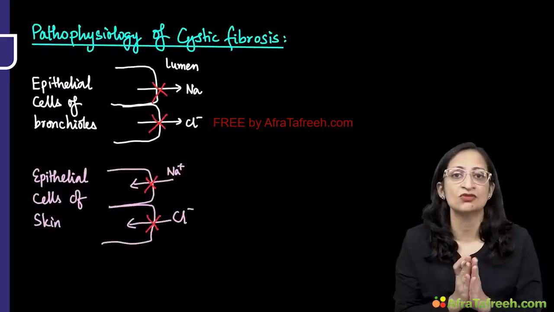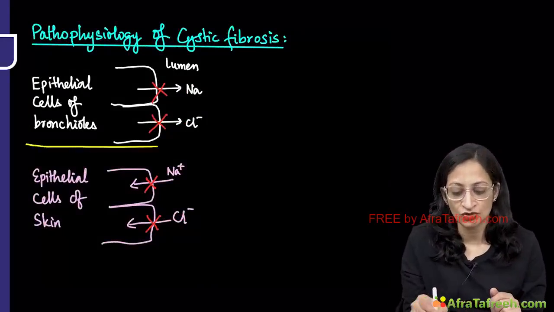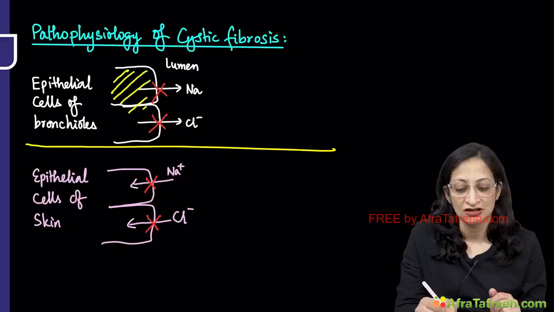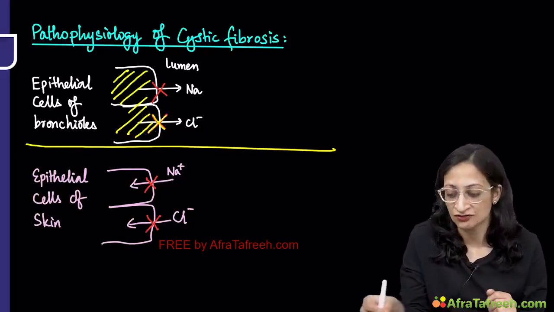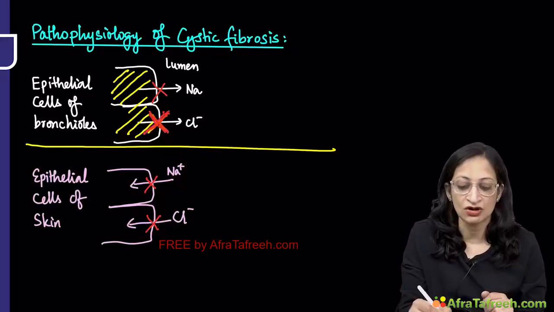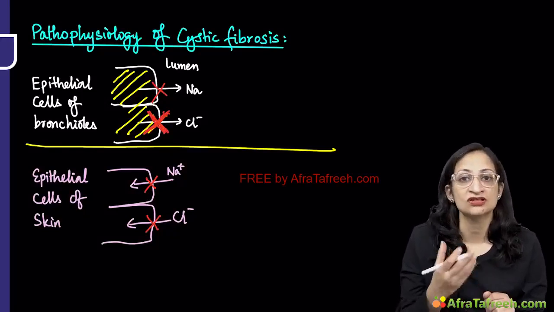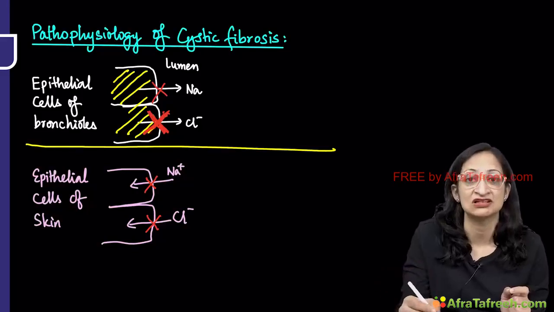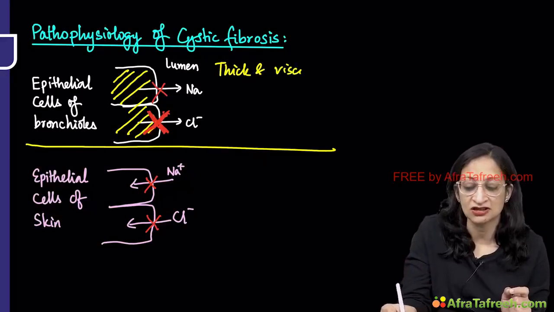So, let us see what happens. So, suppose this is the respiratory bronchiole that you're seeing, and this is the lumen. Okay, these are the epithelial cells, and that is the lumen. So what is happening here? Because the chloride channel is defective, this chloride channel that we marked in red, this is defective here. So what will happen? Chloride and sodium are not getting secreted in the lumen. So in the lumen of the respiratory tract, the mucus that is secreted becomes very thick and viscid. Okay, so thick and viscous respiratory secretions.